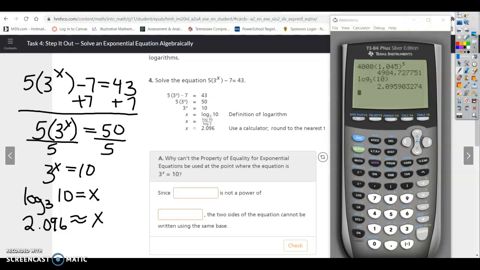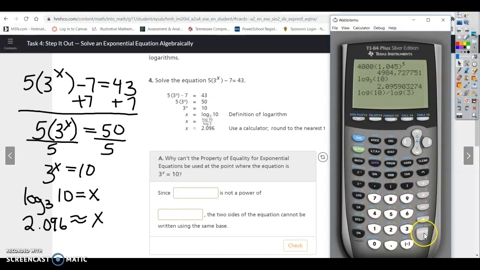All right, so that's using, again, the math and the log base button. You can also use the change of base formula, which we learned. So it's going to be log of 10 divided by log of 3. So we can just do log of 10, and we can divide that by log of 3.